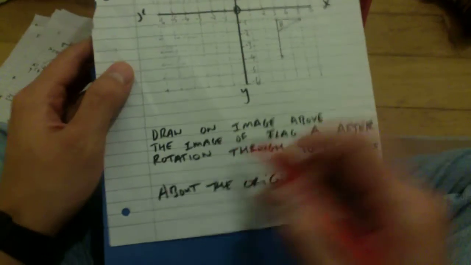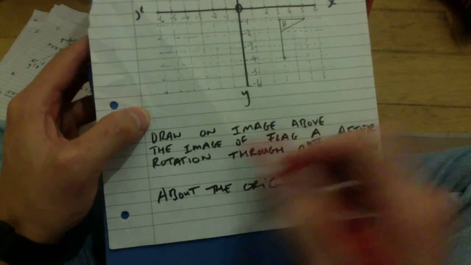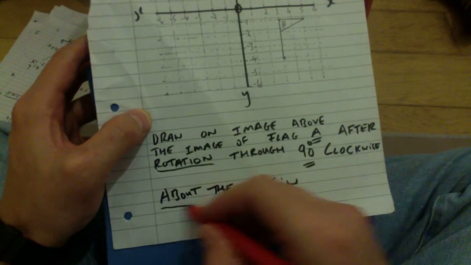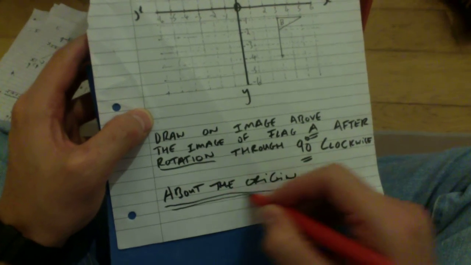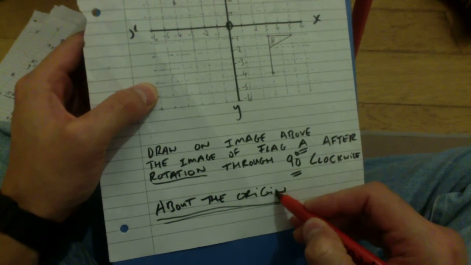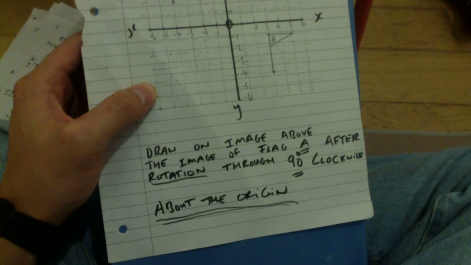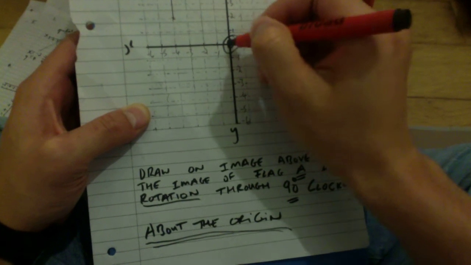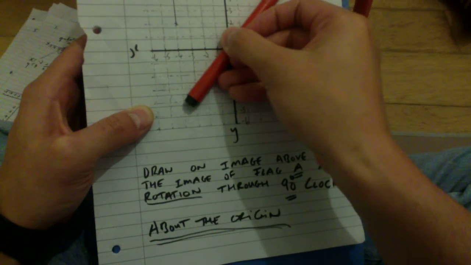So the question here says, this is the exact question you had in the exam sheet. Draw on the image above the image of flag A after rotation through 90 degrees clockwise about the origin. Okay, so let's look at the three things you need. The center of rotation is about the origin. What does about the origin mean? In very pure and simple terms, Cara, about the origin means from here. That's the point you need to rotate it from.